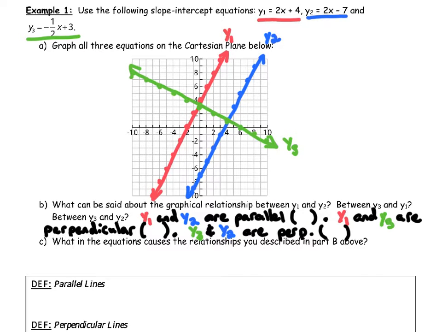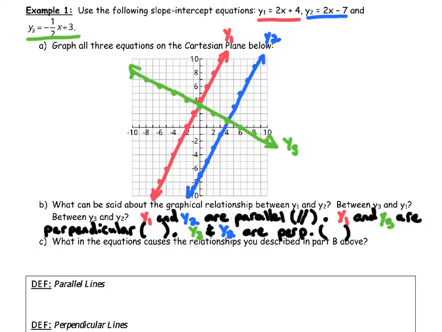So what's the relationship between lines y1 and y2? Well, those are known as parallel lines, and we'll talk about what in their equations causes them to have that relationship. You may have also noticed parallel and perpendicular from the title of the section. We will use symbols, and I'll throw those in here. 2 diagonal parallel lines is the symbol you may remember from geometry to signify parallel lines.